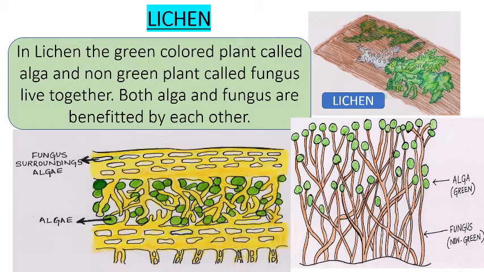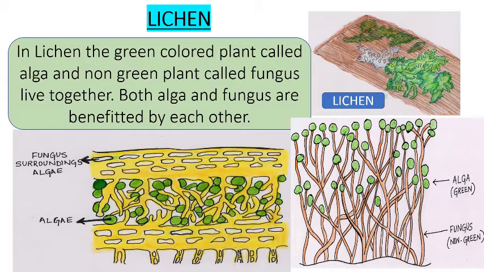Students, now we will study lichen, a symbiotic plant. In lichens, the green colored plant is called alga, which is an autotroph. Autotroph means it has chlorophyll and it can prepare its own food. And the non-green plant, fungus, which is a saprophyte, lives together with it. What is the function of fungus? The fungus holds the alga cells in its mat of web-like hyphae. What are hyphae? Hyphae are thin filamentous structures.